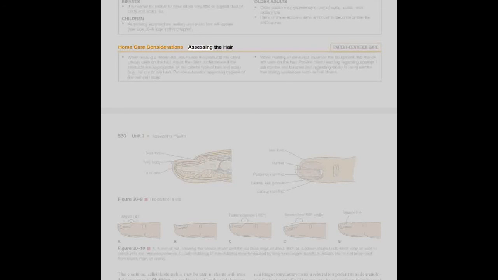Home care considerations: assessing the hair. When making a home visit, ask to see the products the client usually uses on the hair. Assist the client to determine if the products are appropriate for the client's type of hair and scalp, for example, for dry or oily hair. Provide education regarding hygiene of the hair and scalp. When making a home visit, examine the equipment that the client uses on the hair. Provide client teaching regarding appropriate combs and brushes, and regarding safety in using electric hair styling appliances such as hair dryers. Patient-centered care.